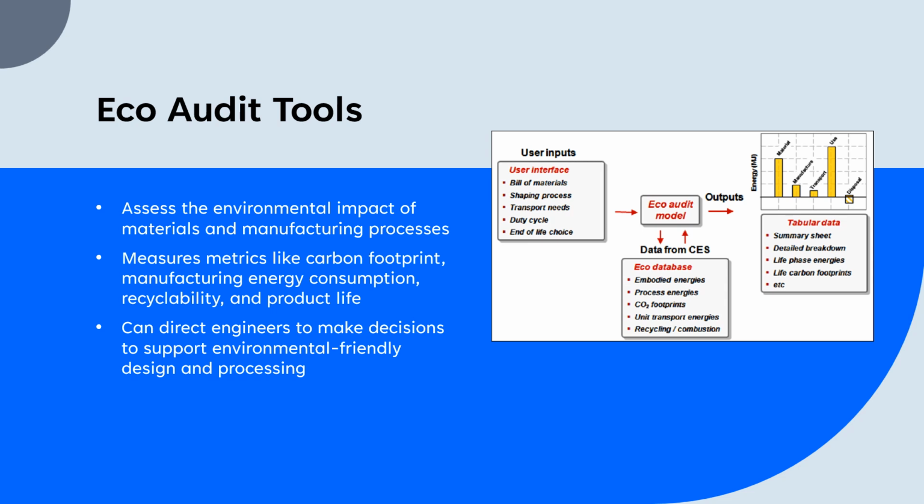So tools like these can help designers measure these different metrics like carbon footprint and recyclability. Then as they make small changes to their design, small changes to the materials they use, they can see in real time how it impacts the eco-friendliness of their material. And so this in turn would help them make better, more informed decisions about their designs.